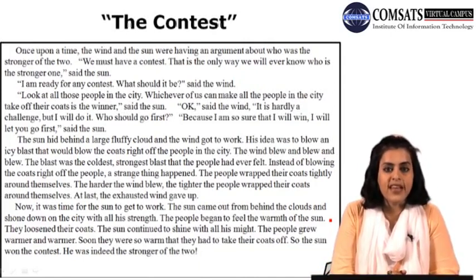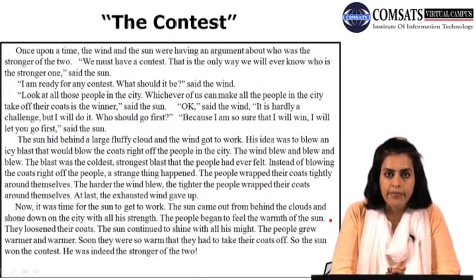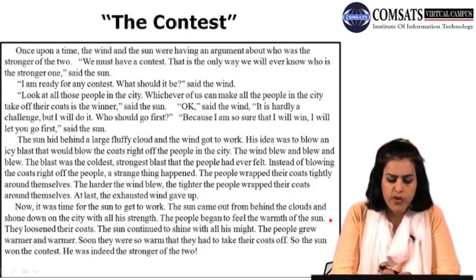You cannot see anything, but you are supposed to listen to what I am telling you, and I am reading from the slide. Once upon a time, the wind and the sun were having an argument about who was the stronger of the two. We must have a contest. That is the only way we will ever know who is the stronger one, said the sun. I am ready for any contest. What should it be? said the wind.